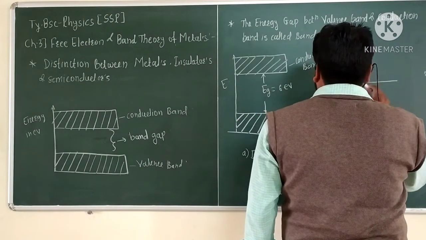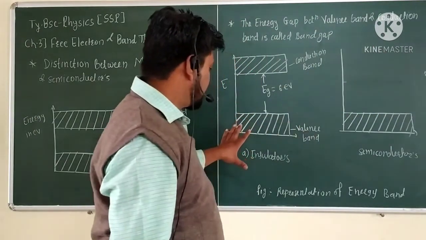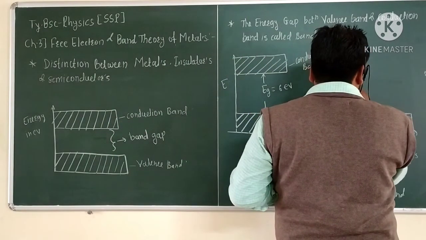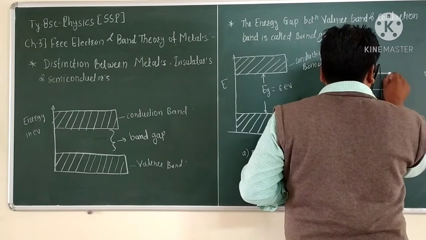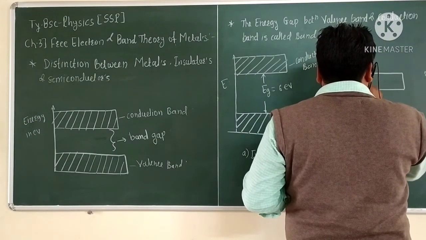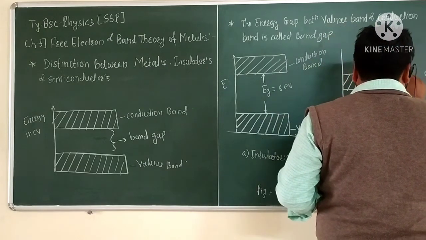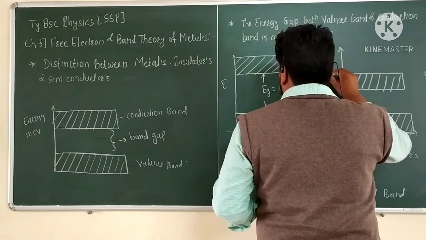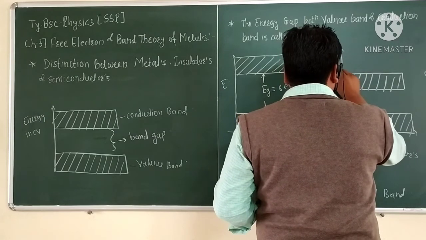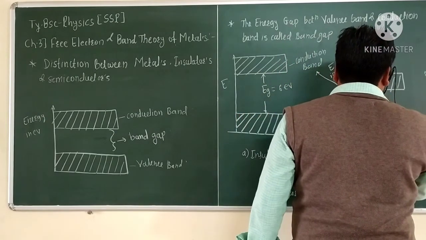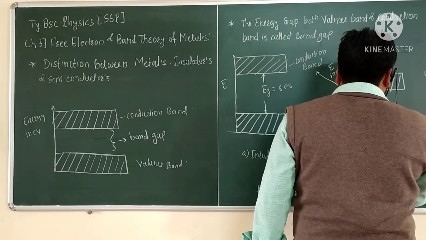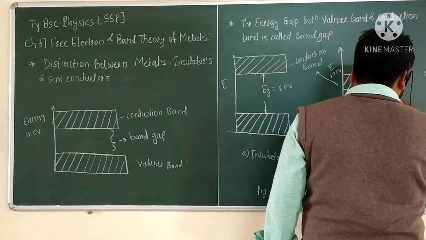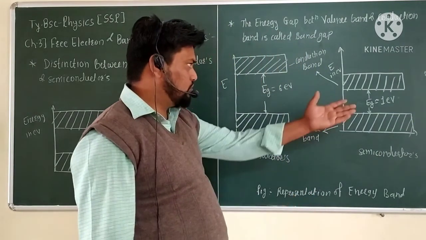Compared to insulators, the energy band gap between these two bands is small. The top is the valence band and the next band is the conduction band. The vertical axis is the energy axis in electron volts. The band gap energy of the semiconductor is nearly equal to 1 electron volt.